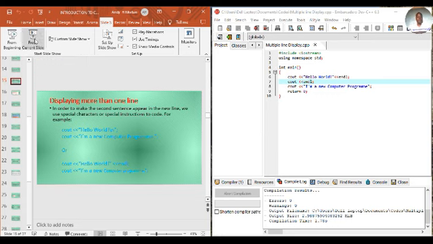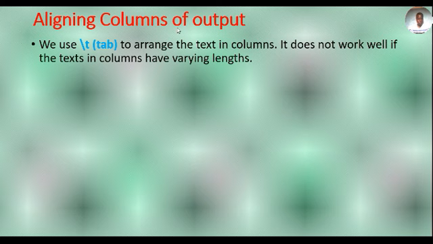We move back to our demonstration, aligning columns of output. Now, to align columns of the output, we change from the n here where we have a backslash. For the first one, we used backslash and n for the new line. This time we are using backslash and the letter t to work as a tab to arrange the text in columns. It does not work well if the text in columns have varying lengths.